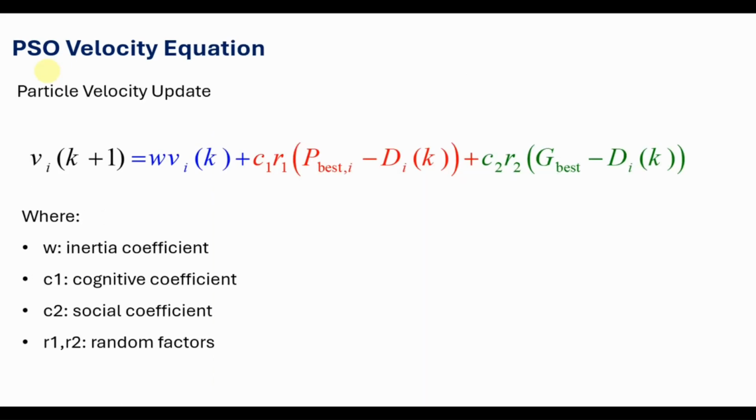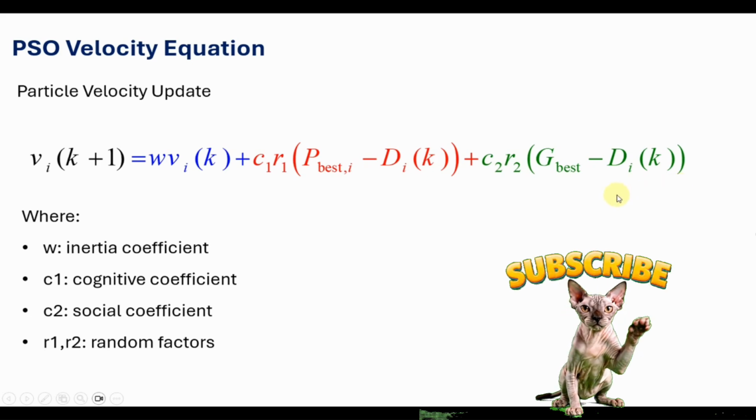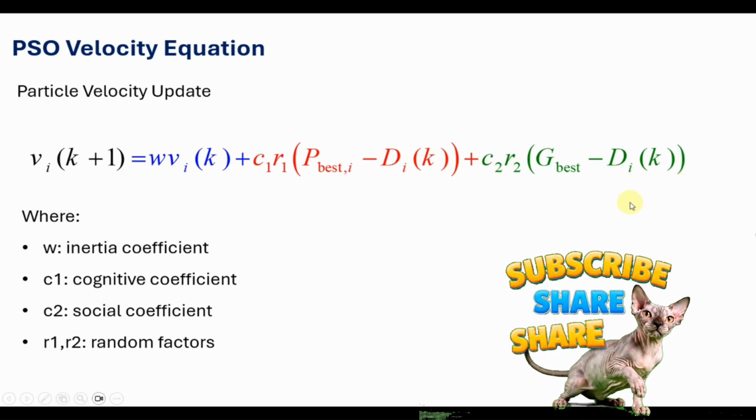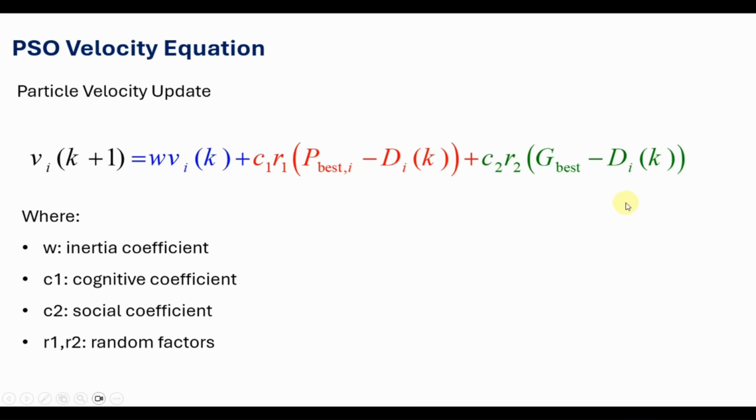The first major equation in particle swarm optimization is the velocity update equation. The new velocity consists of 3 components. The first component is the inertia term. It encourages the particle to continue moving in its current direction. The second component is the cognitive term. It attracts the particle toward its own personal best position. The third component is the social term. It attracts the particle toward the global best position found by the entire swarm. These 3 components allow the particles to explore the search space and gradually converge toward a promising solution.